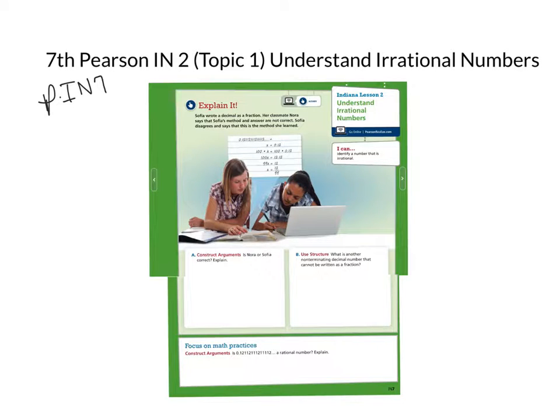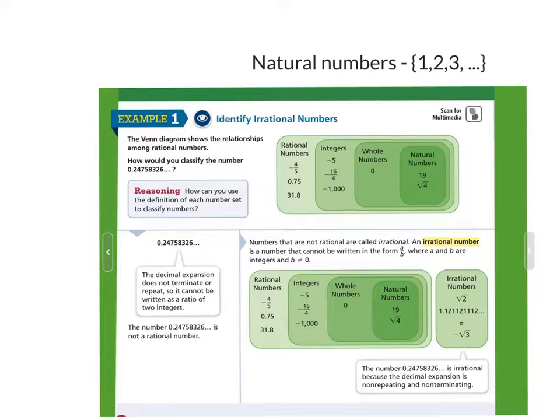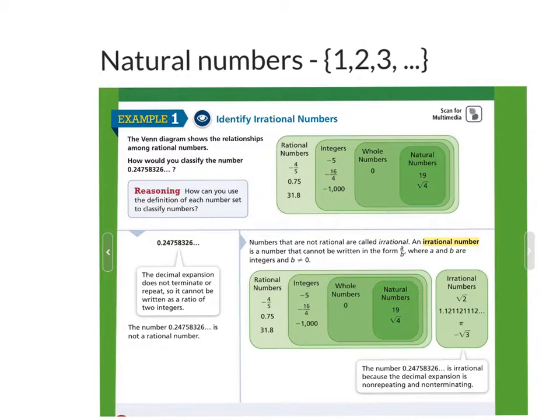Lesson 1 and 2, we're talking about understanding irrational numbers. We talked about rational numbers in the last lesson, so today we're looking at irrational numbers. Most of the sets of numbers listed on the page here we have talked about, page IN8. One set we did not talk about is the natural numbers.